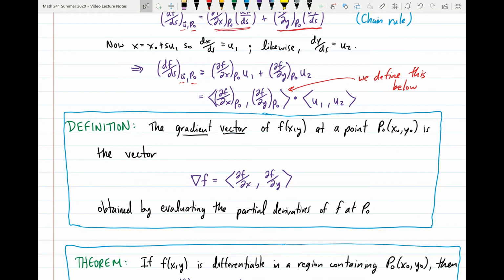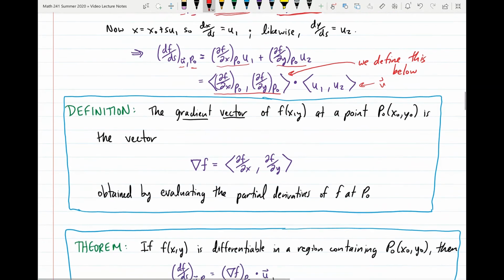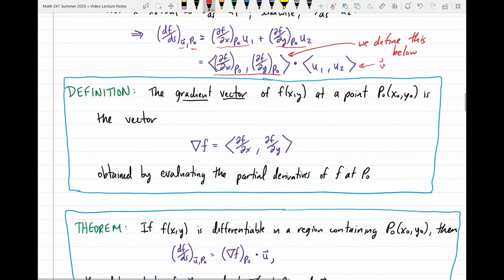And this starts to look like a dot product. So we can split these two products up into the dot product of two vectors. In the first vector, we have partial f with respect to x at p naught, partial f with respect to y at p naught, and then we have the dot product with the vector u1, u2. So this here is just our unit vector u, and this other vector is something we haven't defined yet, but we're just about to, because it shows up in this equation here.